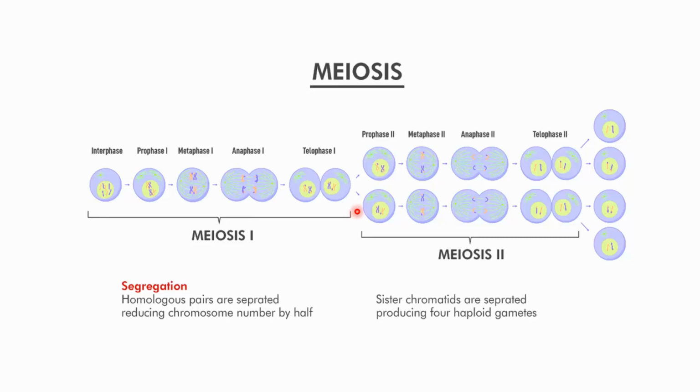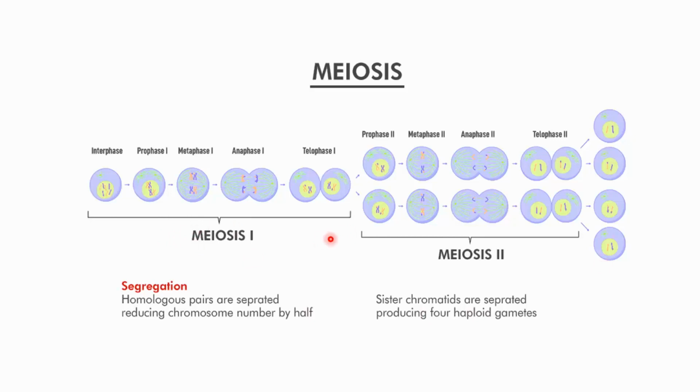That is, the homologous pairs are separated, reducing chromosome number by half. And then in meiosis 2, the sister chromatids are separated, producing 4 haploid gametes. So this is how from one cell, these 4 haploid gametes are produced.